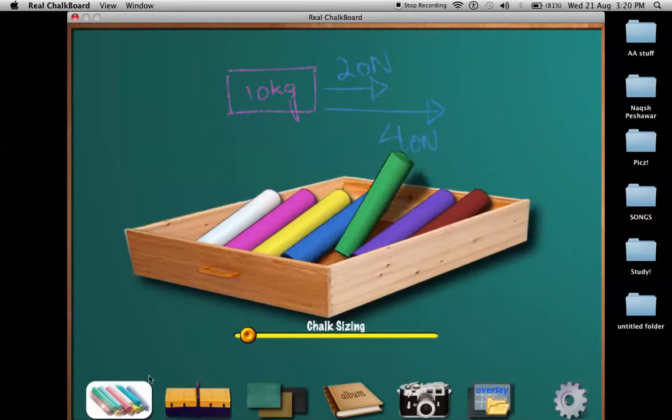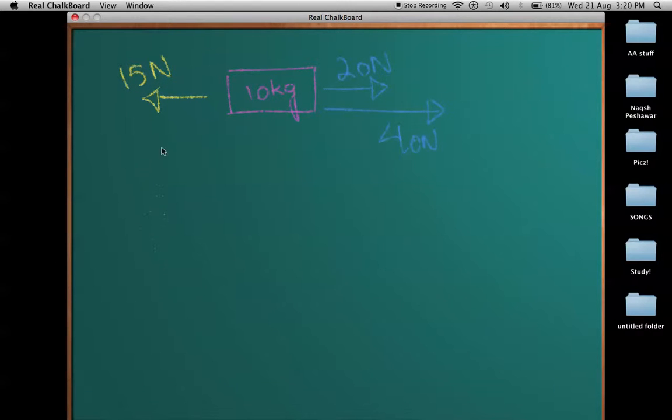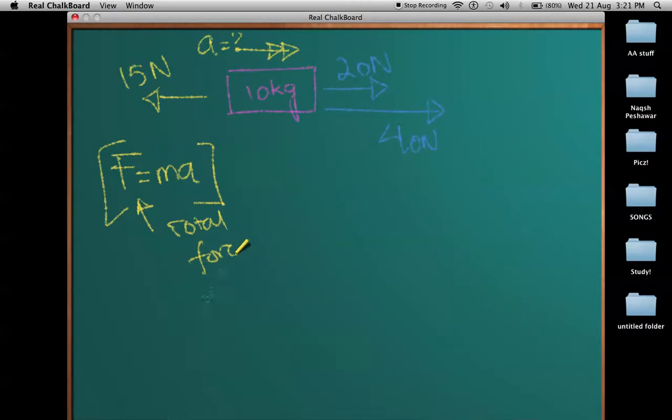and let's say this force here, this is 50 newtons. Alright, now I want to find out the acceleration if all of these forces act on this mass. So first of all, my formula is F equals ma. However, the F here stands for total force. For this, I would have to calculate the total force.